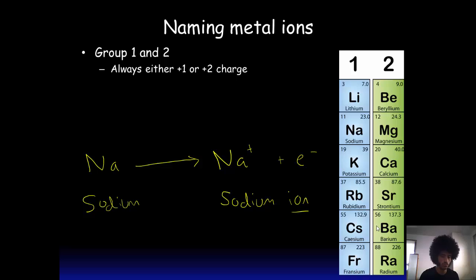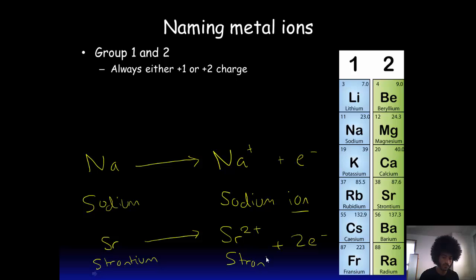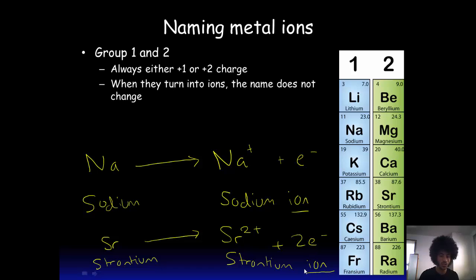Let's take another example. Let's do strontium. Strontium is Sr. Now if I ionize it, I have to get rid of 2 electrons, so it has to be Sr2+. Again, I don't have to change the name, it's always the same. It's going to be strontium ion. And again, this can be dropped when you're actually doing the naming, which we'll do later. So when they turn into ions, the name does not change.